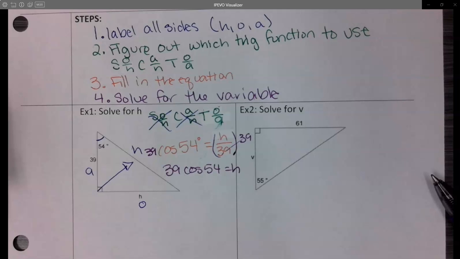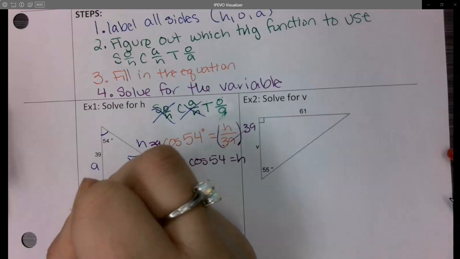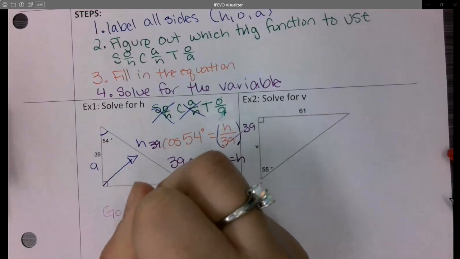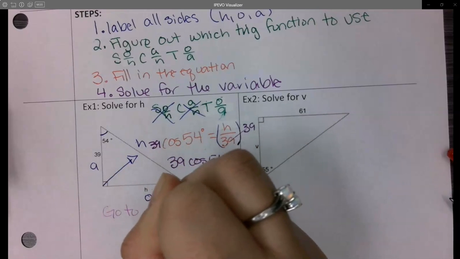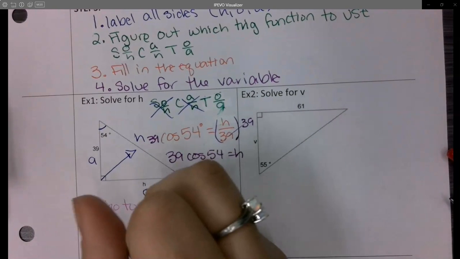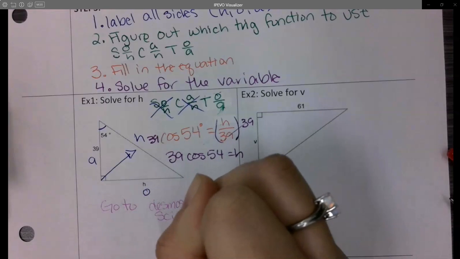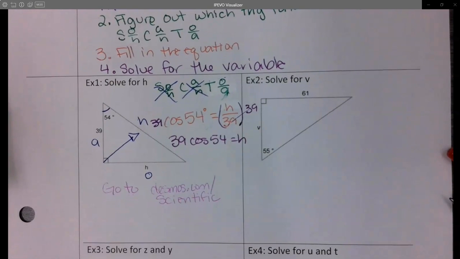Okay. Then what I want to do is go to Desmos.com, but I'm going to go to a different backslash. Instead of calculator, I'm going to go to scientific.